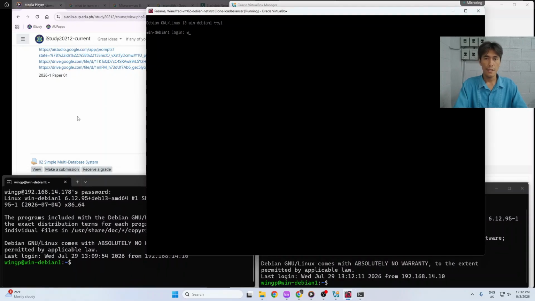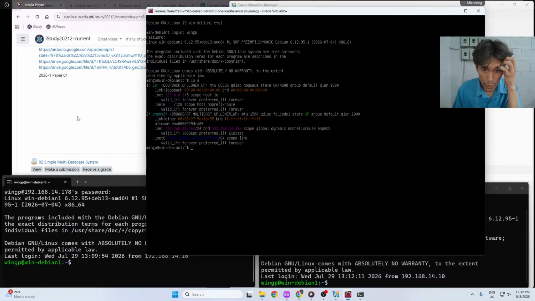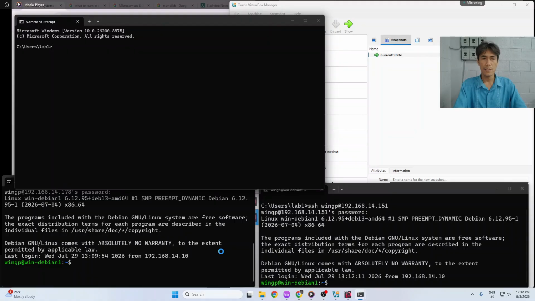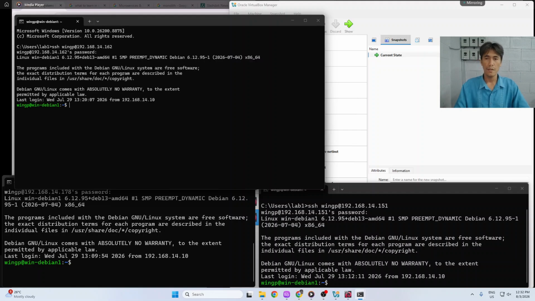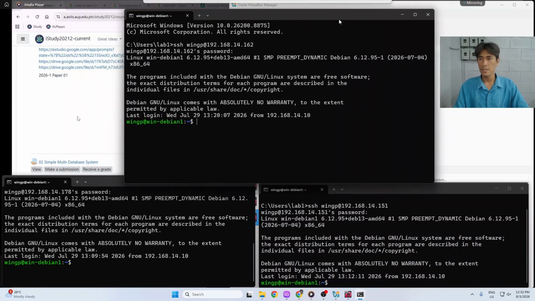Okay. Now for the load balancer box, the IP address is 192.168.14.162. Minimize it. Start CMD. SSH GP at 192.168.14.162. Okay, so this is our load balancer.